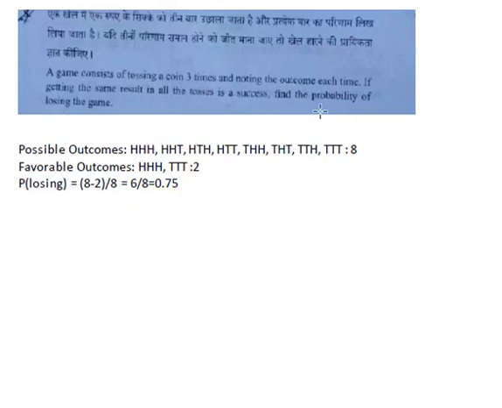The total outcomes will be 2 raised to the power 3, which is 8, and all the outcomes possible are mentioned here. The success outcomes are when all three results are the same, which can be either all heads or all tails. So total 2 outcomes out of 8 are for success. That means for losing, there are total 6 outcomes out of 8. The probability of that is 6 by 8, which is 3 by 4, or 0.75.